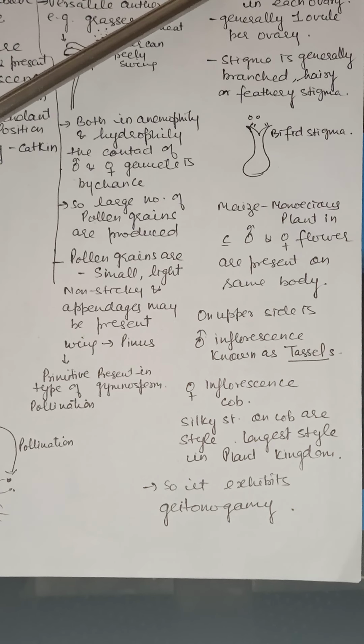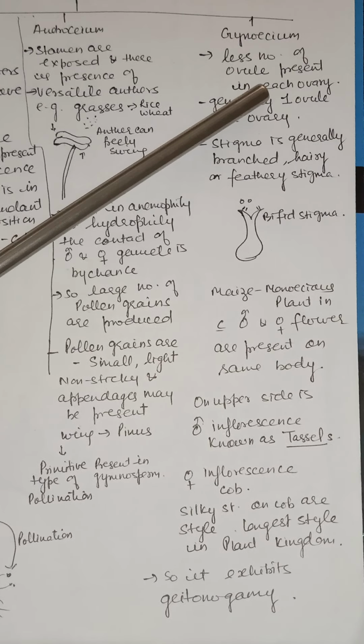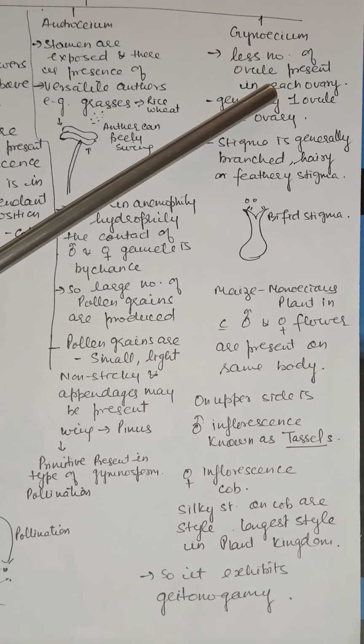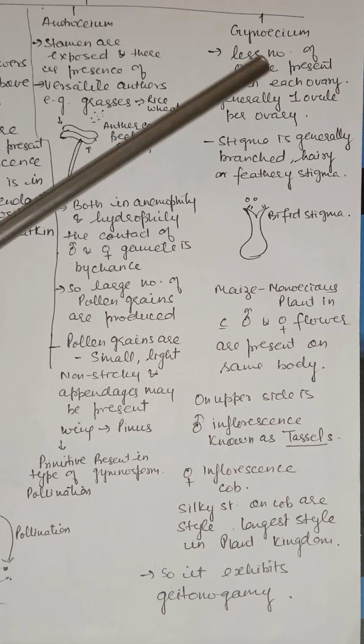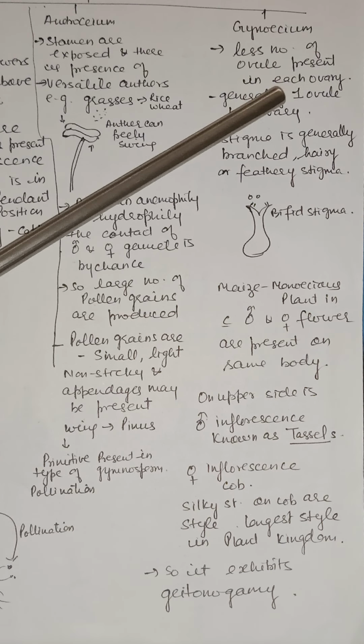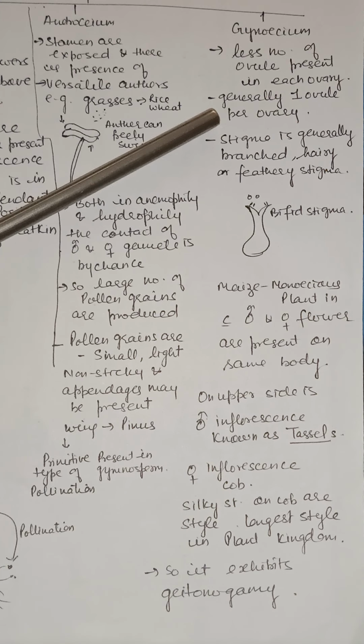In anemophilous flowers, the gynoecium has a small number of ovules. Generally, one ovule is present in the ovary in case of wind pollinated flowers. This line is written in the NCERT. So, a small number of ovules is present in each ovary, generally one ovule per ovary.